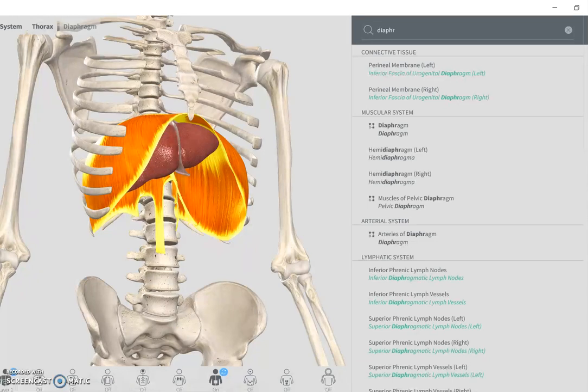Okay, now we will go on and talk about the surfaces of the liver.